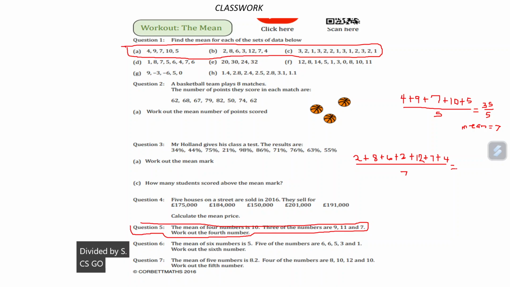So let's see what the values will be. 2 plus 8 is 10. 10 plus 6, 16. 16 plus 3 will be 19. 19 plus 12 is 31. 31 plus 7 is 38. 38 plus 4 will give us 42, divided by 7. 42 divided by 7, that's 6. Then let's try the next one.